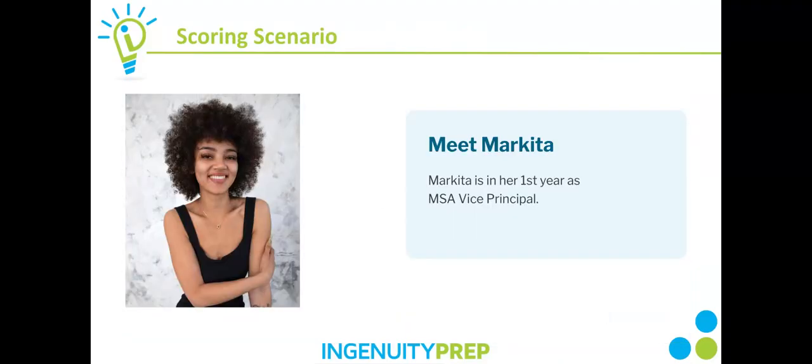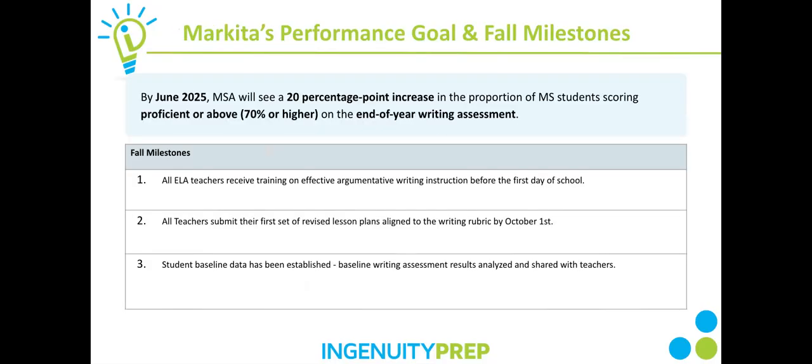Now, let's take a look at a sample goal scoring scenario. This is Marquita, a first-year vice principal. One of Marquita's performance goals is to increase middle school writing proficiency by 20 percentage points by the end of the year. Her fall milestones were to train teachers in writing instruction before school began, collect revised lesson plans by October 1st, and establish, analyze, and share baseline student data. We will assess her progress against these 3 milestones to determine her goal score for the fall.